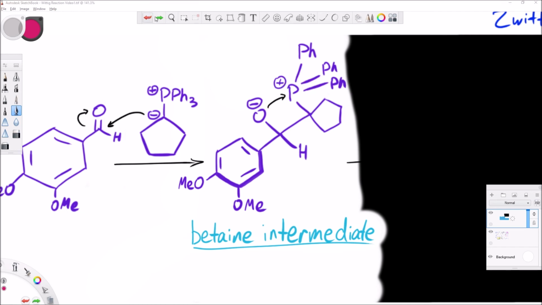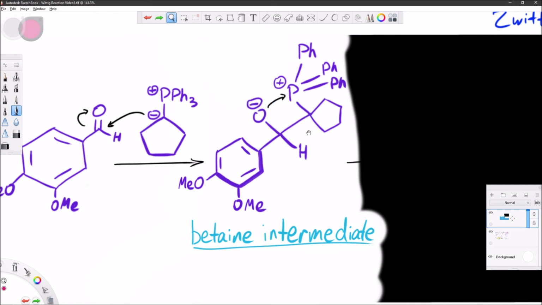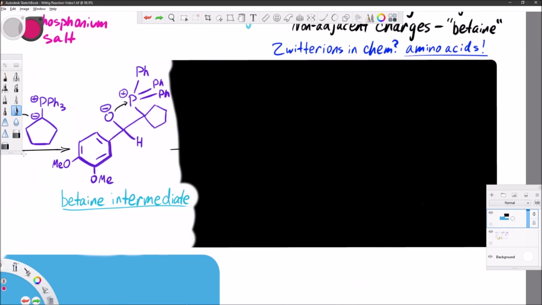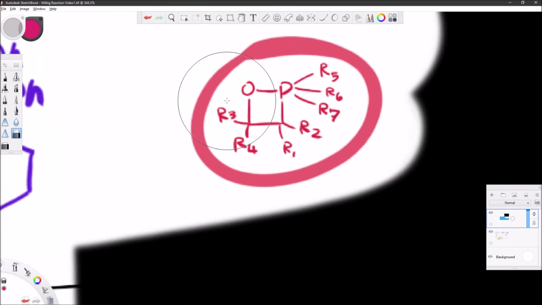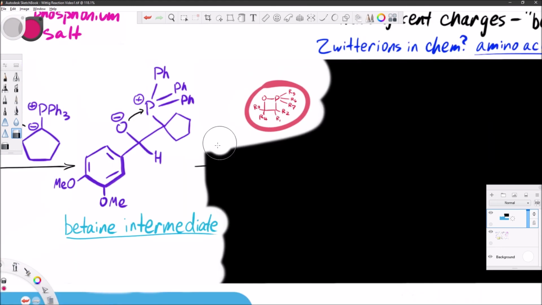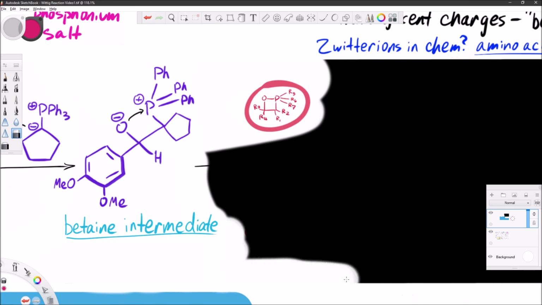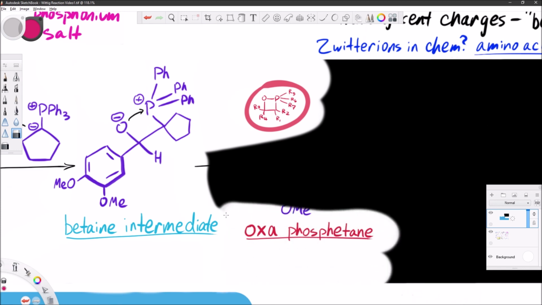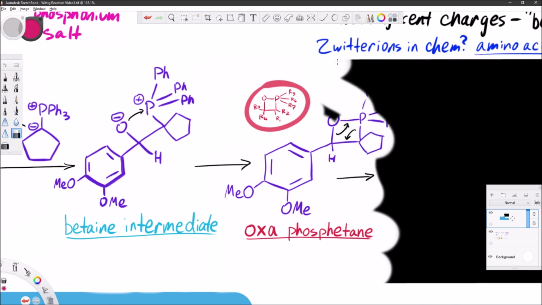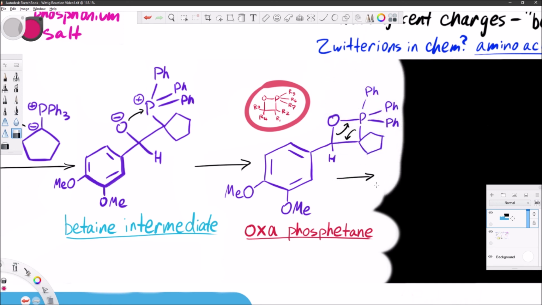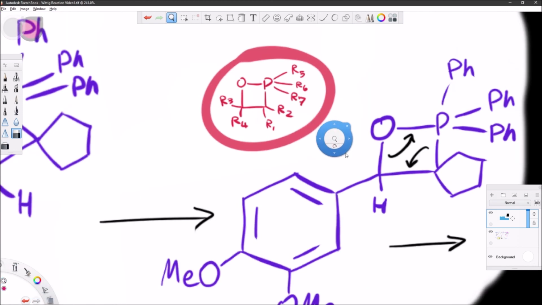This forms a very interesting intermediate known as an oxaphosphetane, which is a 4-membered intermediate. This is what the group looks like overall. It's a very interesting square structure. Oxaphosphetane. Let's zoom in on this a bit more.